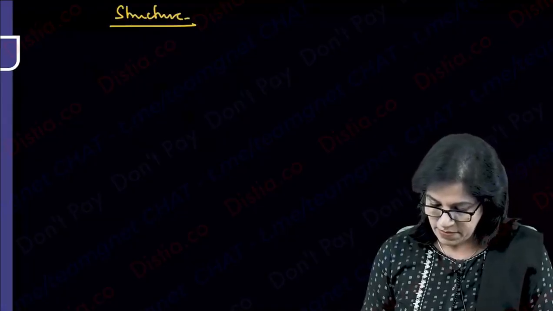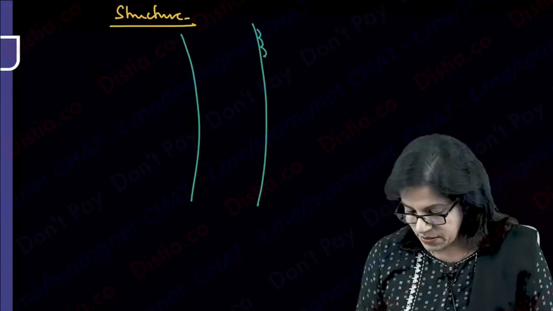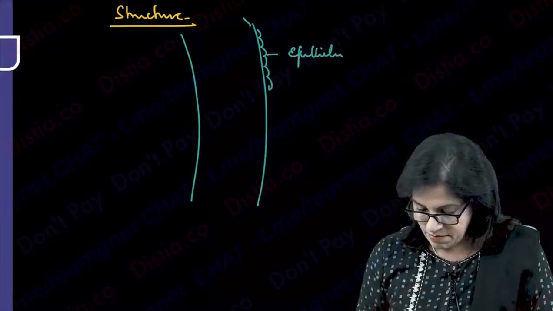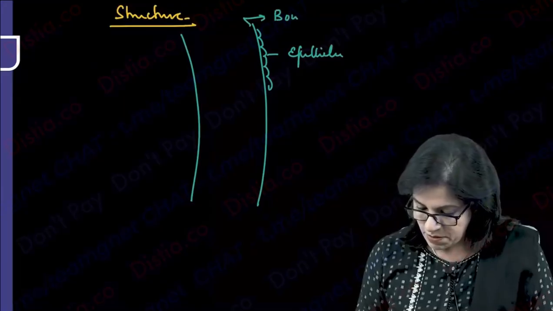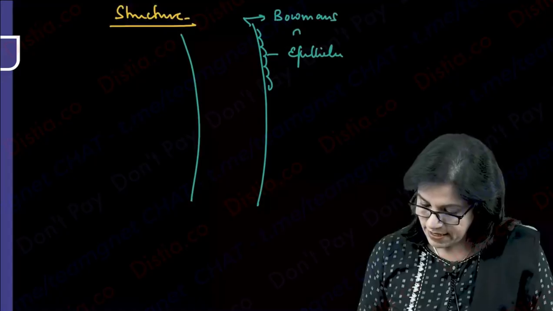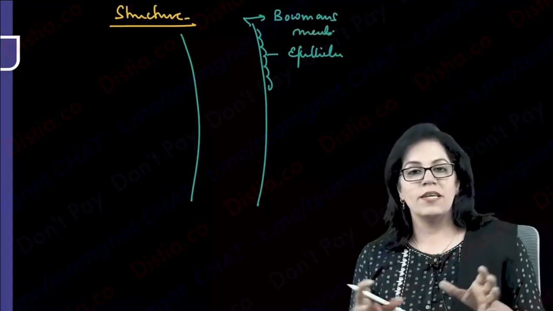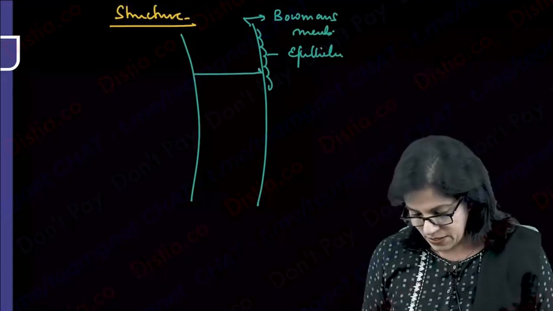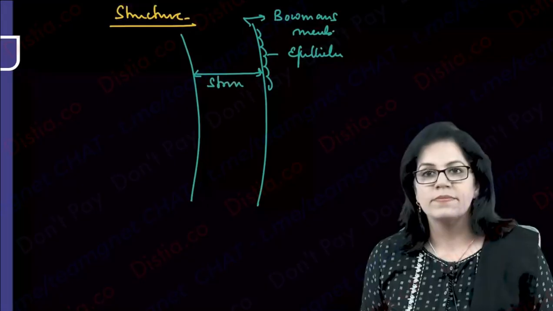Coming to structure of the cornea. Let's make this diagram. What are the different layers? We make a section here. Uppermost is your epithelium. Then Bowman's membrane. Then the majority part of your cornea is stroma. So this is your stroma, right?